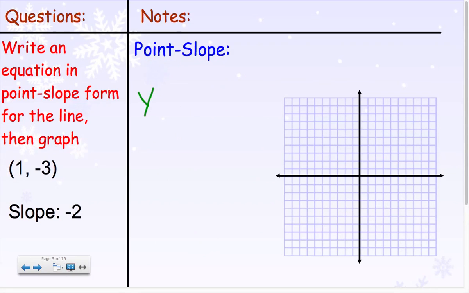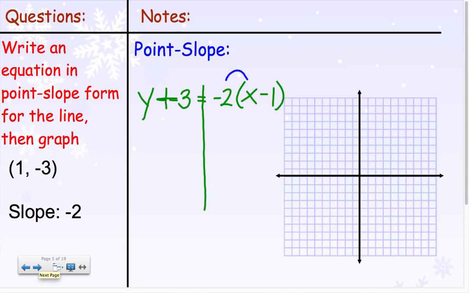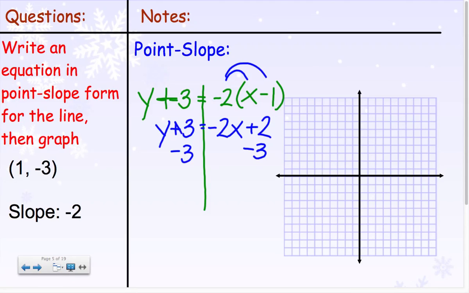Point-slope form, y minus a -3, so super plus, equals my slope, which is -2, times x minus 1. Draw your train tracks, and then you're going to bomb it to get it in slope-intercept form so we can graph it. -2x, -2 times -1 is +2. Bring down the y plus 3. To get y alone, subtract 3 on both sides. Y equals -2x minus 1.